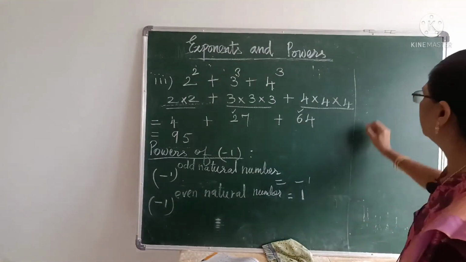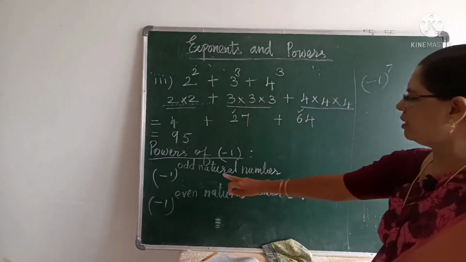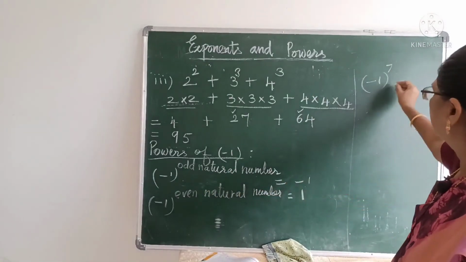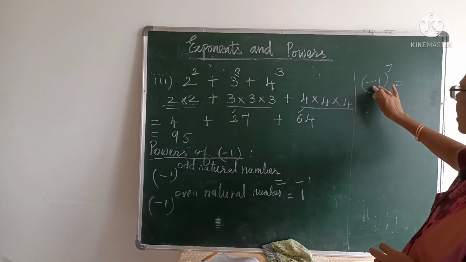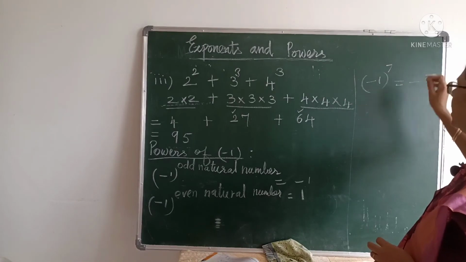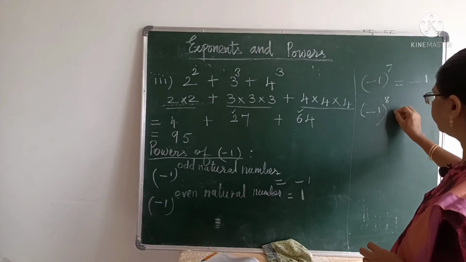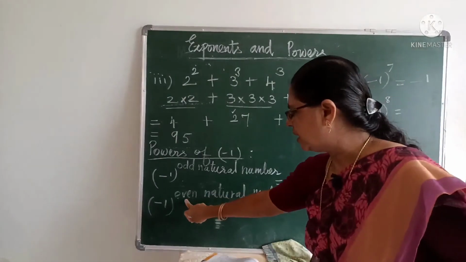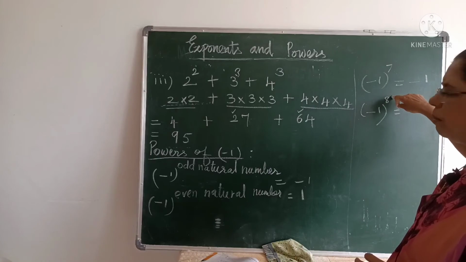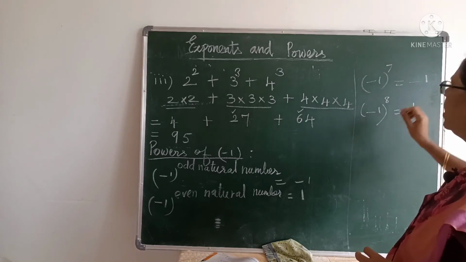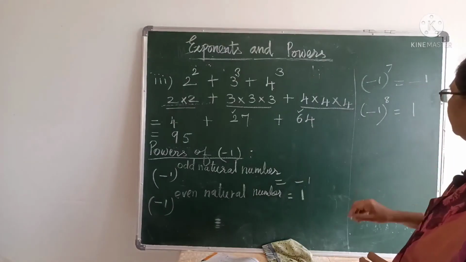Now, minus 1 power 7, and the power is an odd natural number. So, even without multiplying, you can give the answer. What is minus 1 power 7? It is minus 1. Next, minus 1 power 8. Here the power is an even natural number. So when minus 1 is taken even number of times, the product is going to be 1. You don't have to multiply. If you understand this, you can directly give the answer.